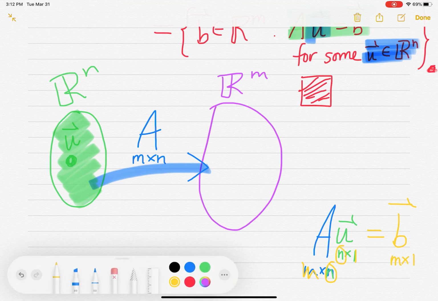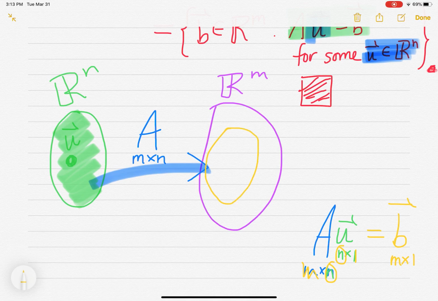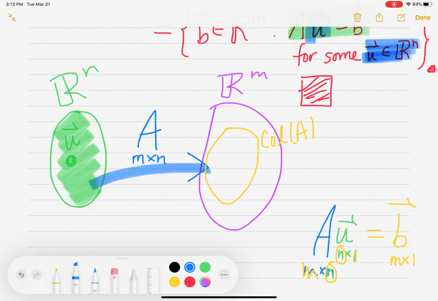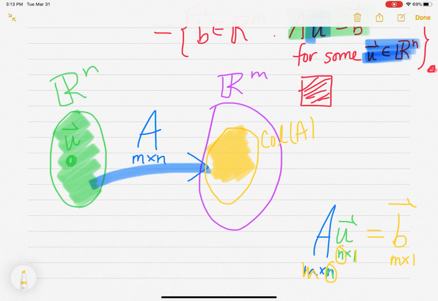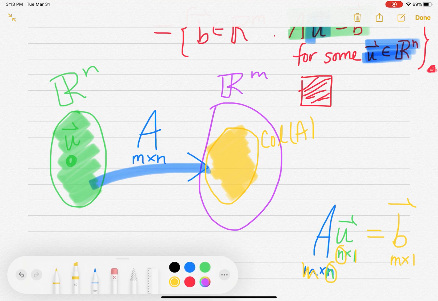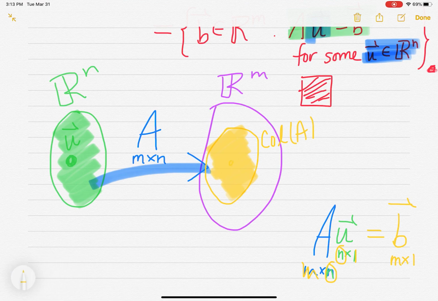Yellow's good. So over here is what we get called the range. So this is the range, or the column space, right? Sometimes it's actually called the range. So that's everything over here, all the vectors b. But these are called the outputs of the function, the range. Okay, so these are the b's over here.